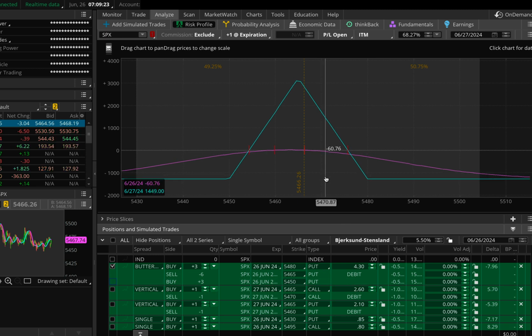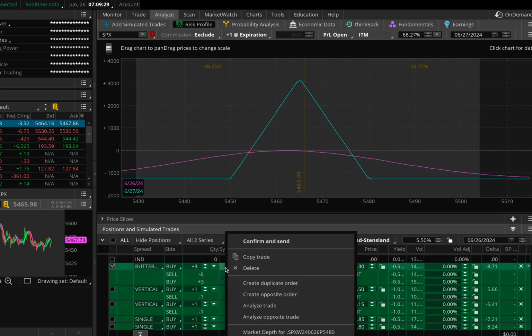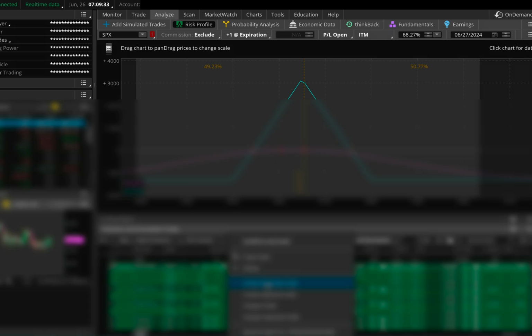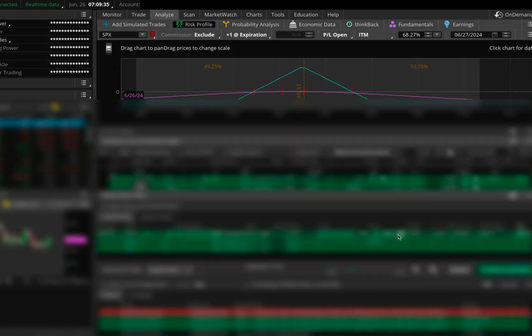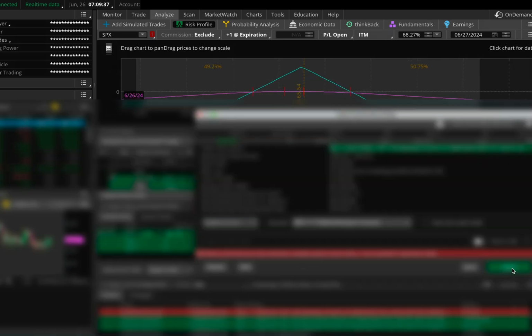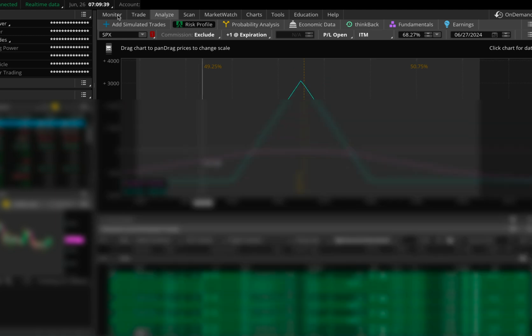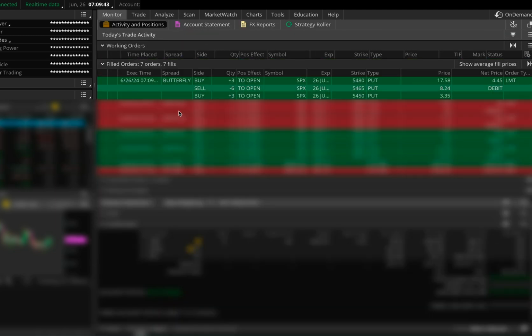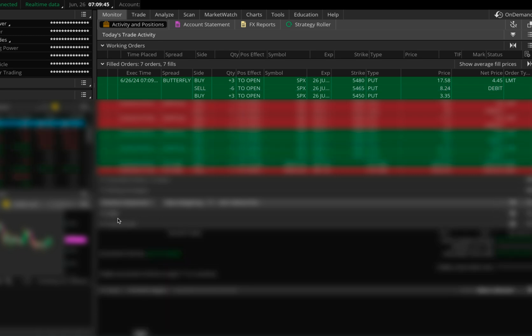So let's see. We got 3. We're doing a 3-6-3, 15 wide butterfly. I'm going to do a put trade. Let's go ahead and say create duplicate order. Okay, so we can get in there. I'm doing it on the put side today. And there goes that. So we're in at 445.